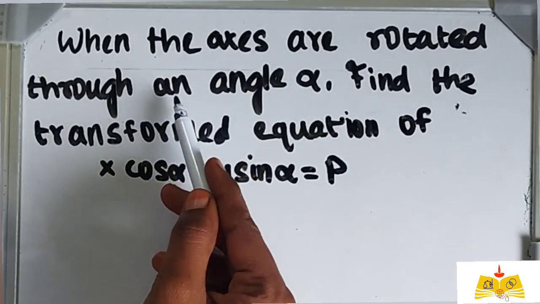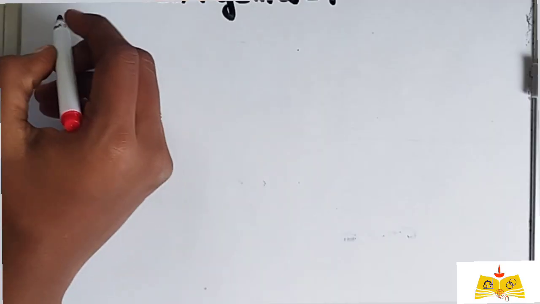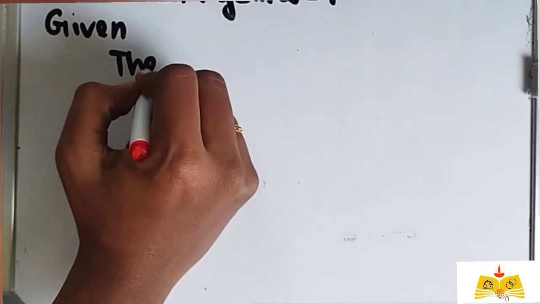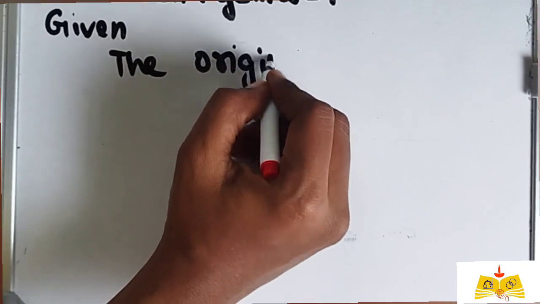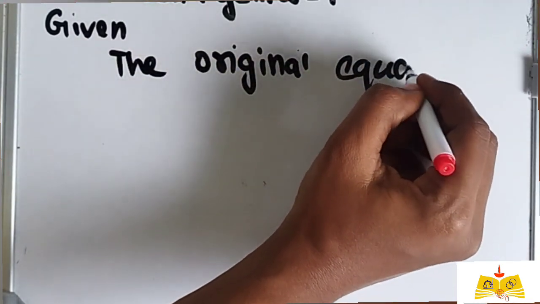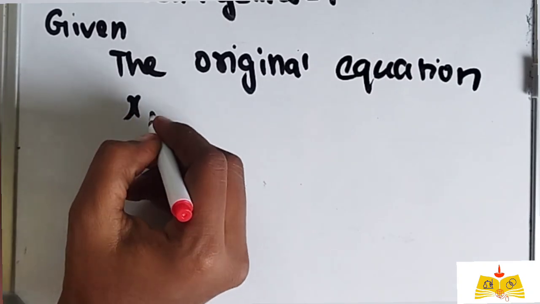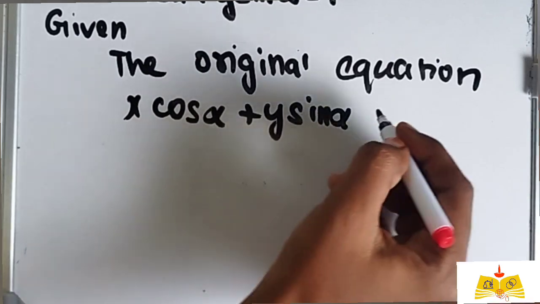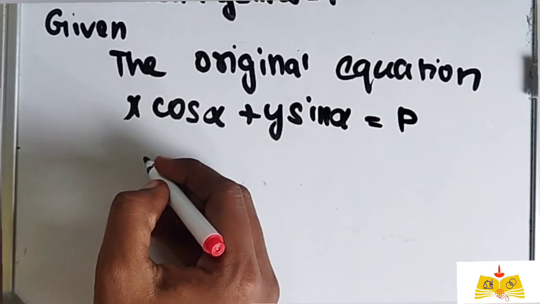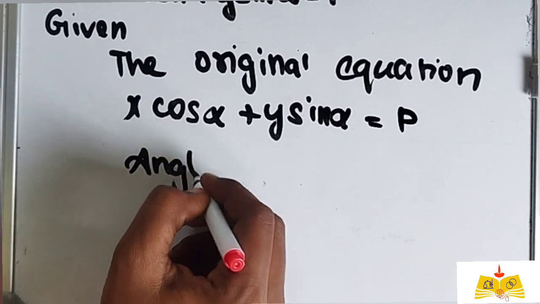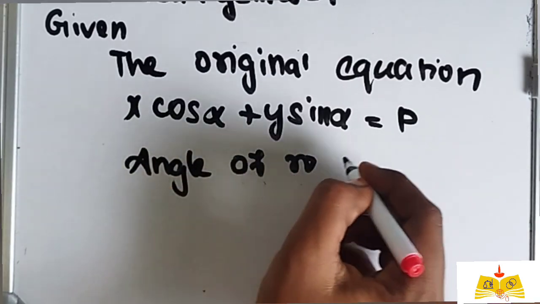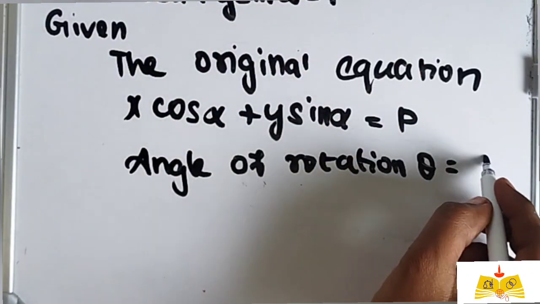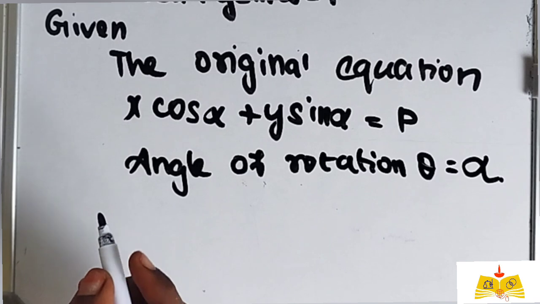The axis is rotated through an angle alpha. Shall we write S? We have to write the given first. What we are provided with? The original equation. What is the original equation? x cos alpha plus y sin alpha equals p. Then what is another thing? The angle of rotation we are provided with. What is the angle of rotation? Theta, which is equal to alpha. This is what is given to us.